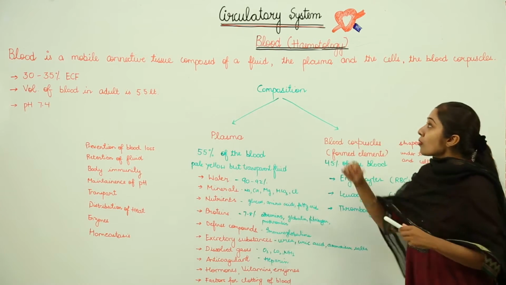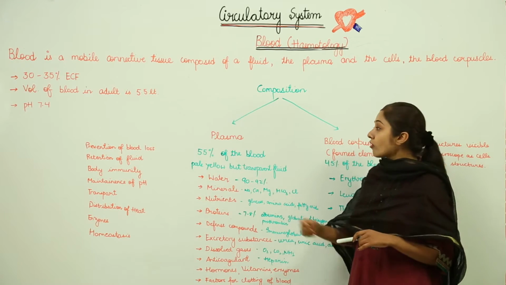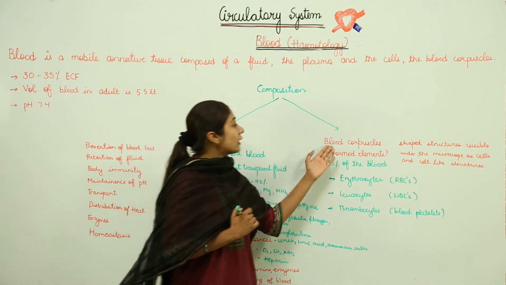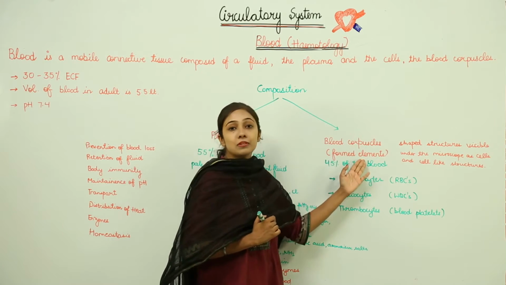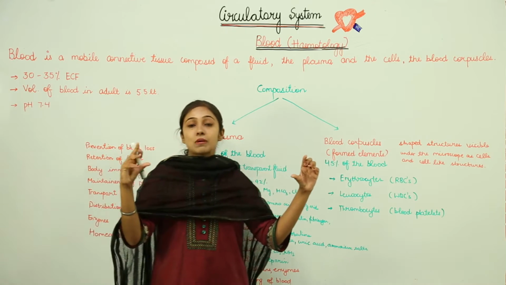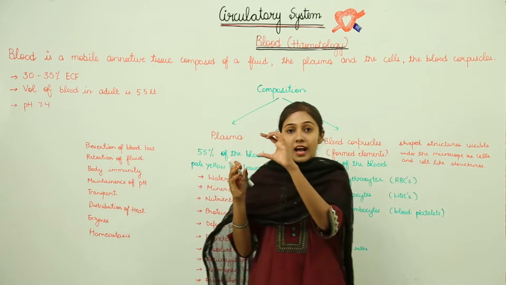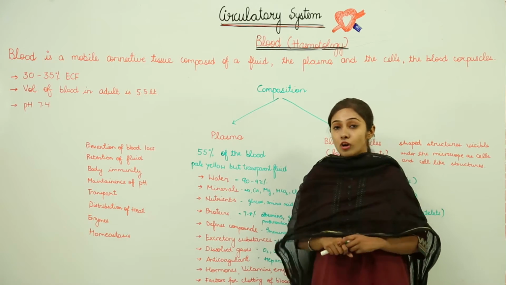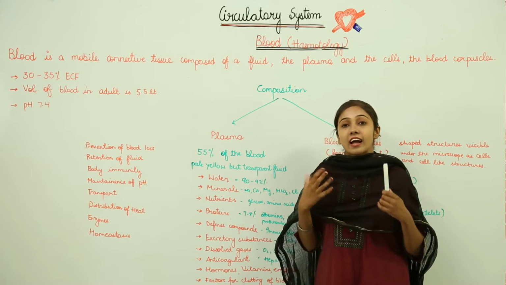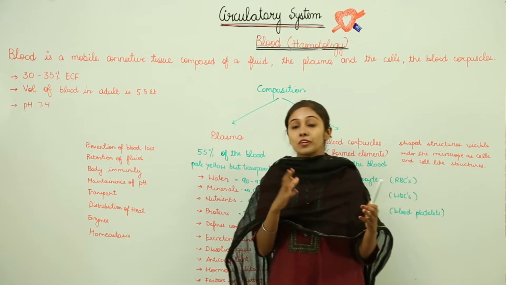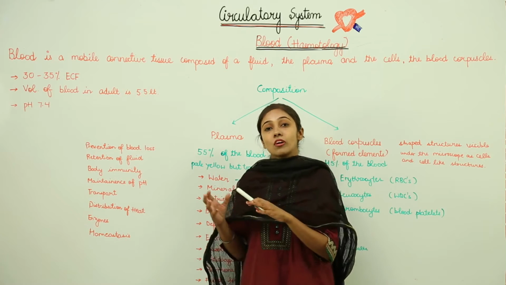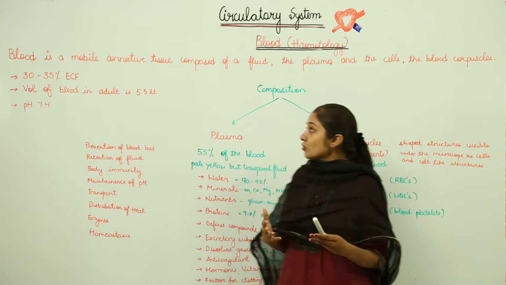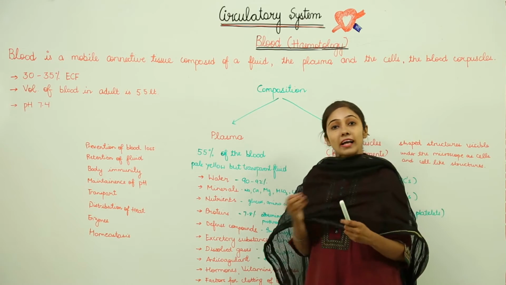Then if we talk about the composition of the blood, as I told you, it is composed of the fluid part that we call plasma, and the cells that we call what? The blood corpuscles, or you can call them formed elements. So in a fluid, that is plasma, these cells are there, and this blood actually forms a mobile connective tissue which is constantly moving throughout your body. The arteries carry the blood from the heart to all the body parts, and veins bring the blood from all the body parts to your heart. You must have read about this in your previous classes. So this blood is what? It is a mobile connective tissue.